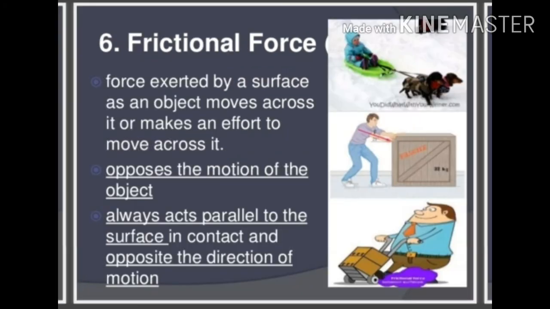Frictional force. The force exerted by a surface as an object moves across it or makes an effort to move across it. This frictional force opposes the motion of the object. It always acts parallel to the surface in contact and opposite to the direction of motion of the object. You can see from the pic, whenever any object moves over any surface, the frictional force always acts in the opposite direction of the motion of the object.